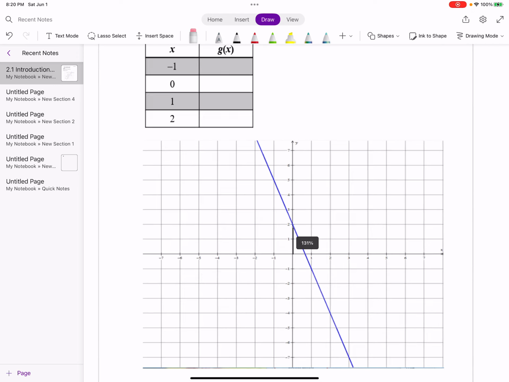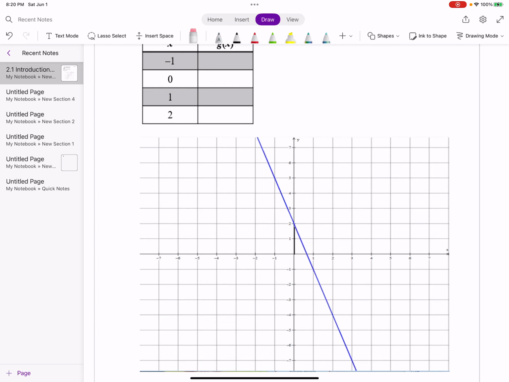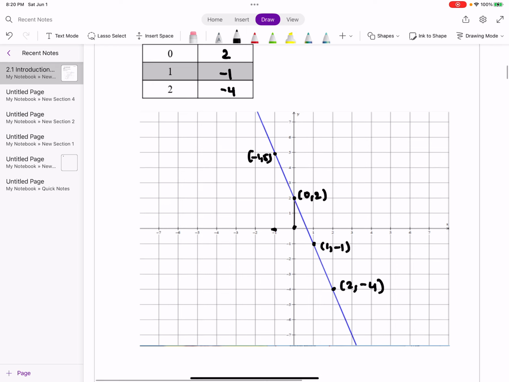As you can see from the graph, when x is negative 1, y is positive 5, right? It is positive 5 when x is negative 1. When x is 0, y is 2. When x is 1, y is negative 1. When x is 2, y is negative 4. So these are the function values, reading from the graph.